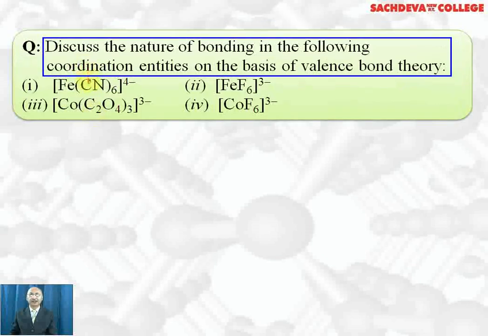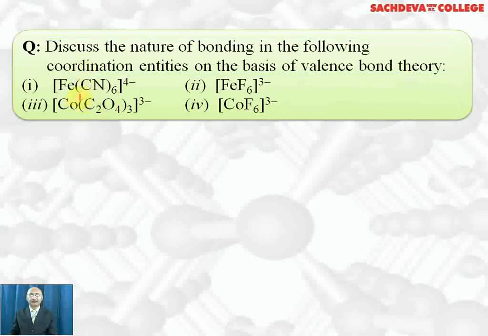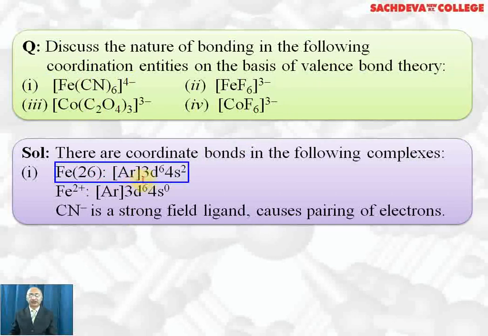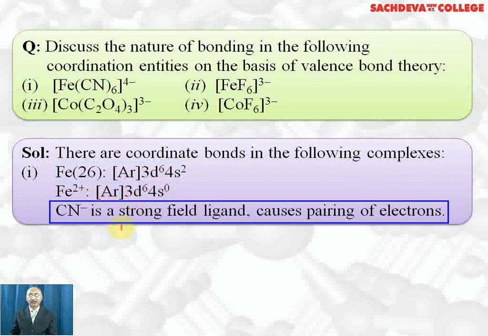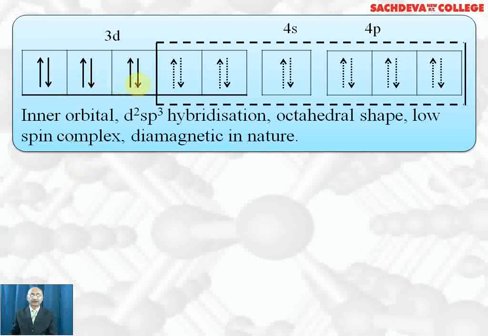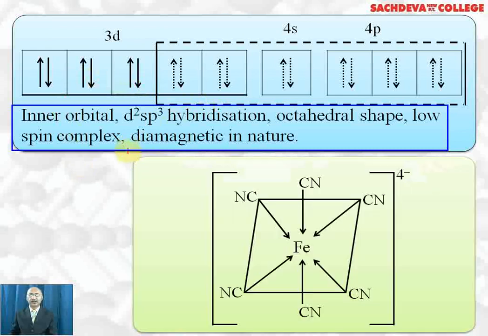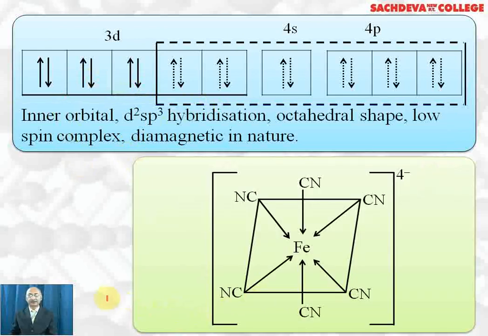Discuss the nature of bonding in the following coordination complexes. The first one is [Fe(CN)6]4-. Fe is 26, argon 3d6 4s2; ferrous ion is argon 3d6. Cyanide ion is a strong field ligand and will cause pairing of electrons, so all the electrons are paired. It will undergo d2sp3 hybridization, octahedral shape, low spin complex, diamagnetic in nature. This is the shape of the complex where Fe2+ is linked with 6 cyanide ions forming an octahedral complex.